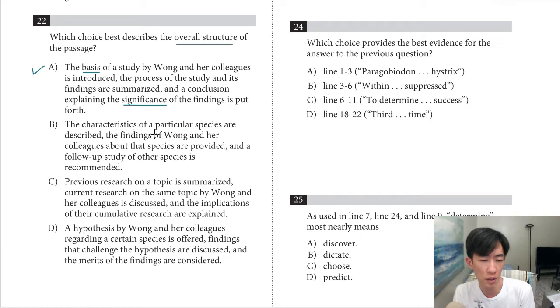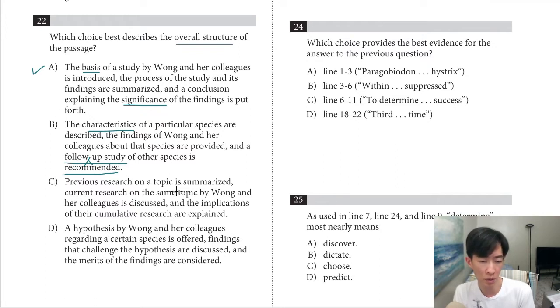B, the characteristics of a particular species are described. That's okay. The findings of Wong and her colleagues about that species are provided, and a follow-up study of other species is recommended. So this one is kind of like A, but it's a little bit off. They don't necessarily recommend a follow-up study. They did mention another study that came to light since the first study was published. They definitely don't recommend it. And so B is not going to be it. A is definitely better than B.